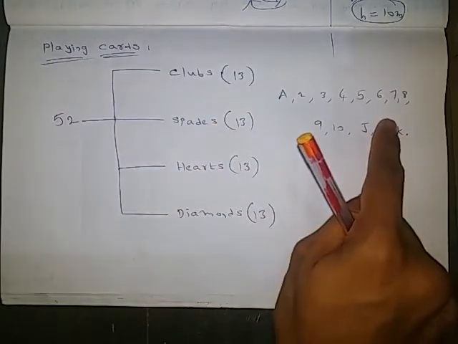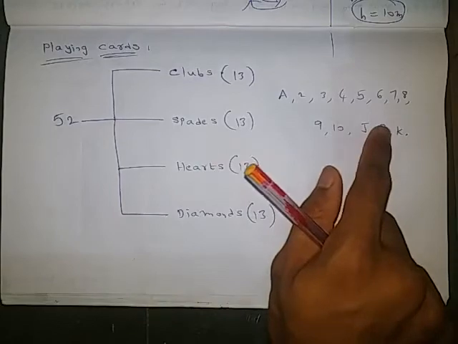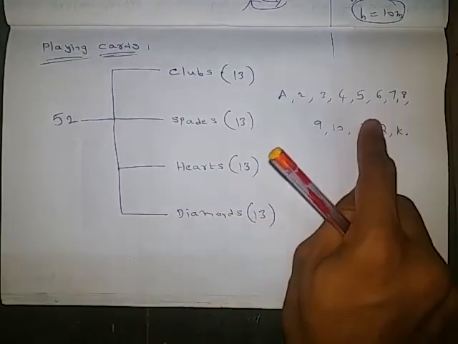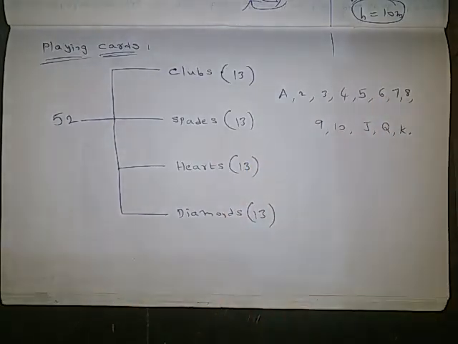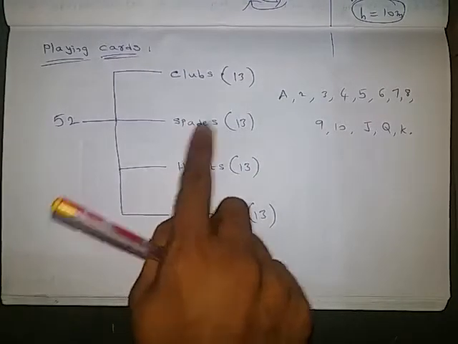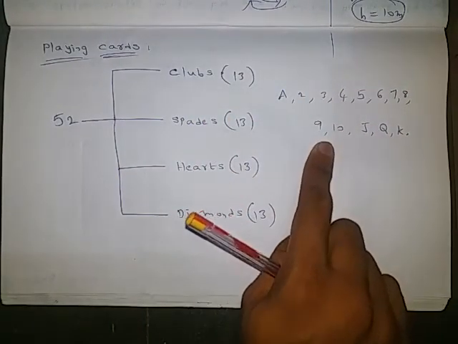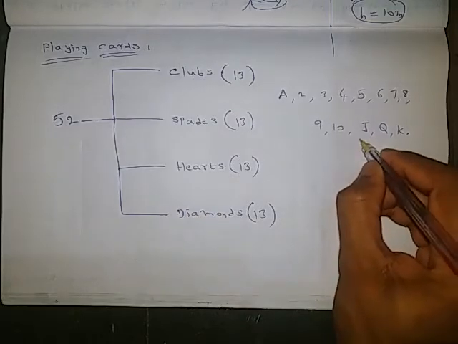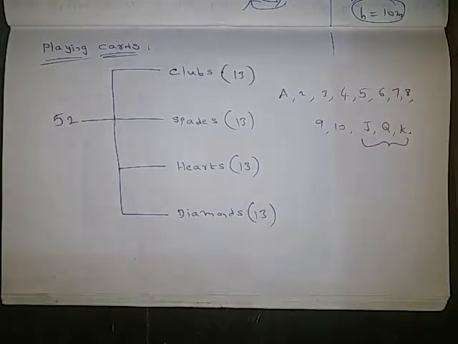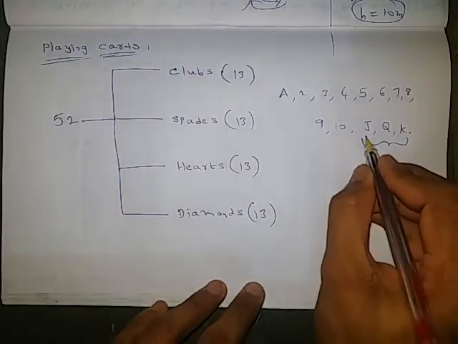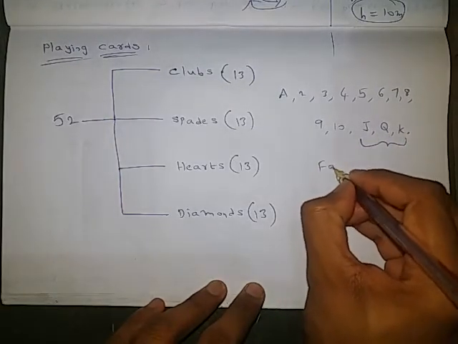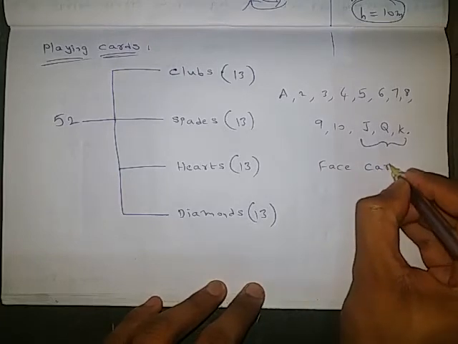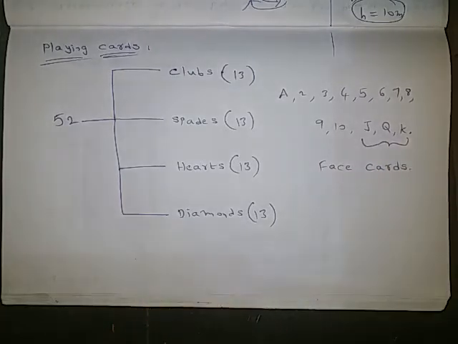Clubs, these 13 cards will be there. Spades, these 13 cards will be there. Hearts, these 13 cards will be there. Diamonds, these 13 cards will be there. So in every set, these are the 13 cards. In this, J, Q, K cards contain a face of a person. That's why J, Q, K are called face cards.